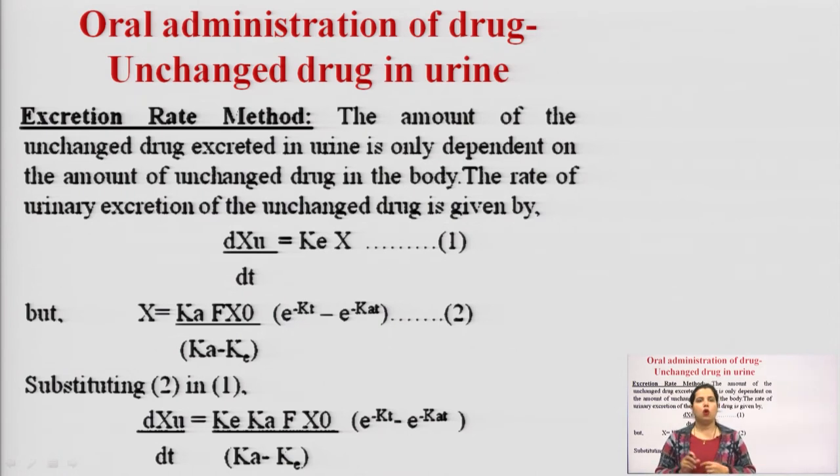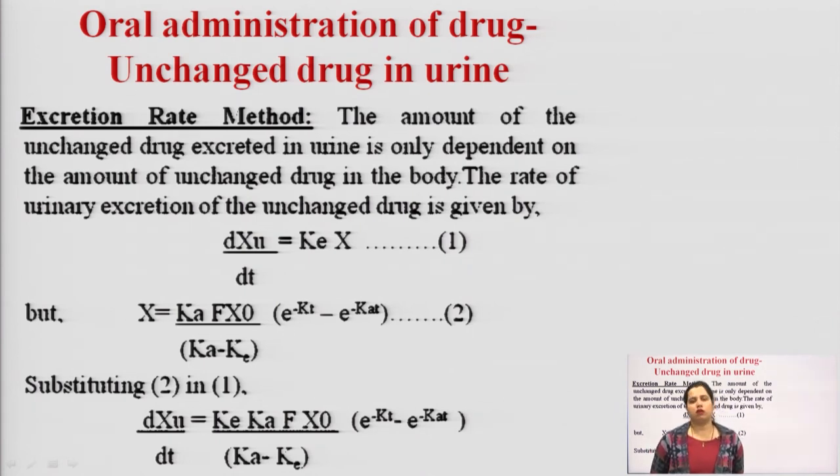Now, oral administration of drug, unchanged drug in urine. Till now, we have been discussing drug administration, drug absorption and elimination through blood and blood plasma. Now, we will talk about oral administration of drug and unchanged drug in urine. The drug can also be available in urine and excreted through urine. So, how can we calculate the amount of drug excreted in the urine?